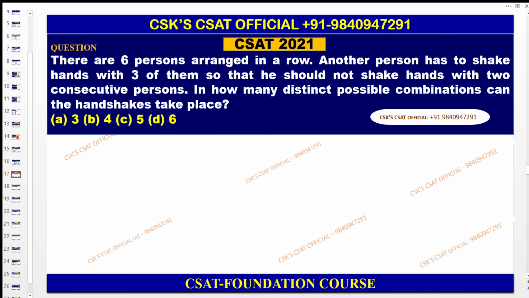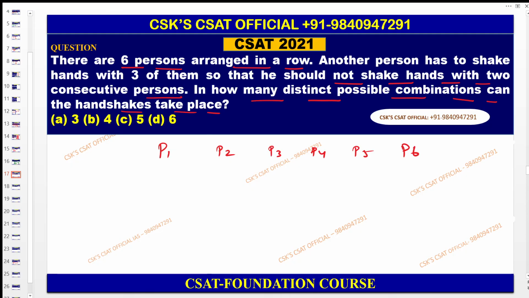Very important question. Okay, very important question. Lot of things are there to understand in this one. There are 6 persons arranged in a row: P1, P2, P3, P4, P5, P6. Another person has to shake hands with 3 of them, so that he should not shake hands with 2 consecutive persons. In how many distinct possible combinations can the handshake take place?